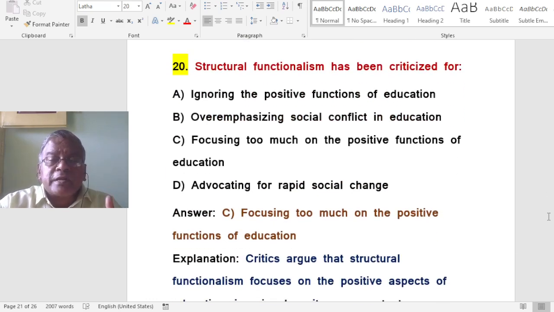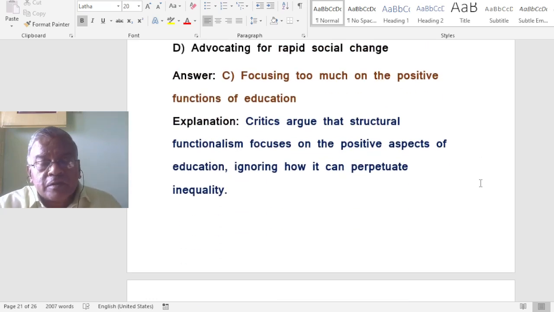Structural functionalism has been criticized for what? Ignoring the positive functions of education, overemphasizing social conflict in education, focusing too much on the positive functions of education, advocating for rapid social change. So structural functionalism has been criticized for focusing too much on the positive functions of education. There are some negative things also which structural functionalism overlooks, neglects in other words. Critics argue that structural functionalism focuses on the positive aspects of education, ignoring how it can perpetuate, maintain inequality in the institutions.